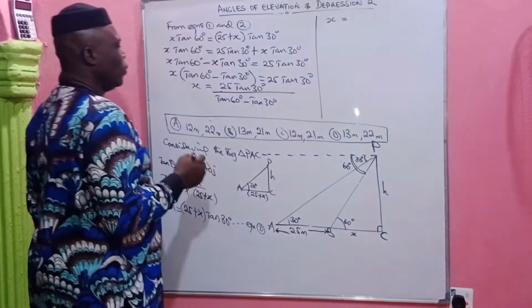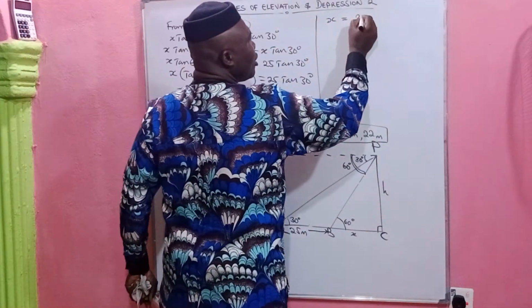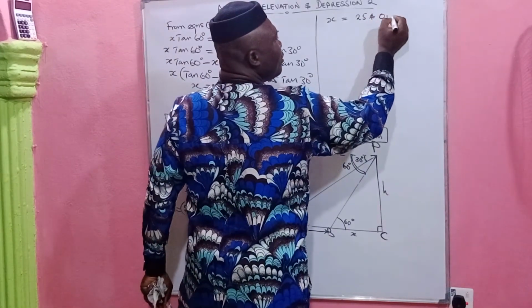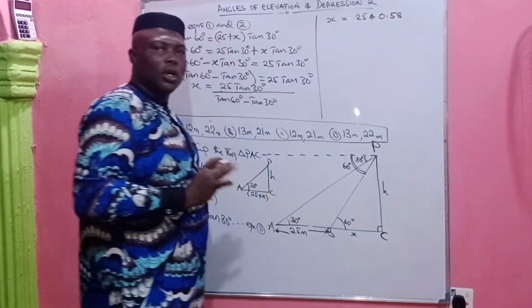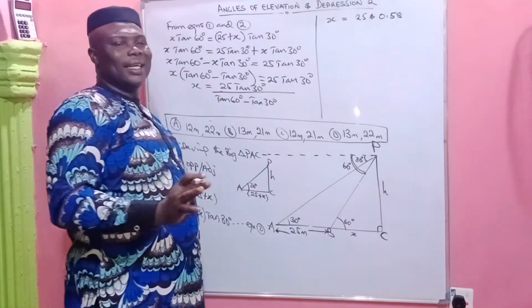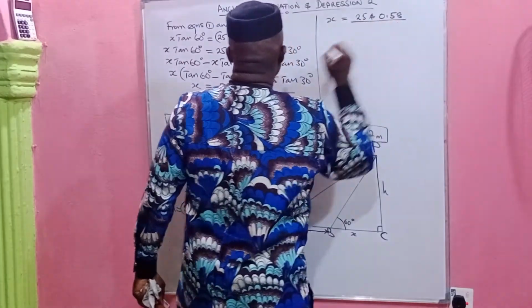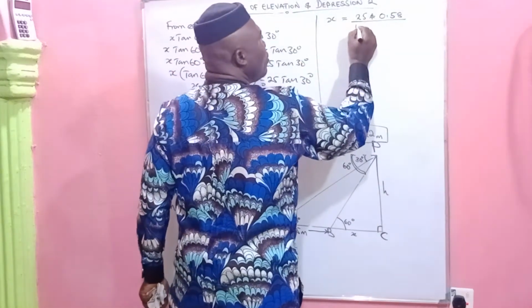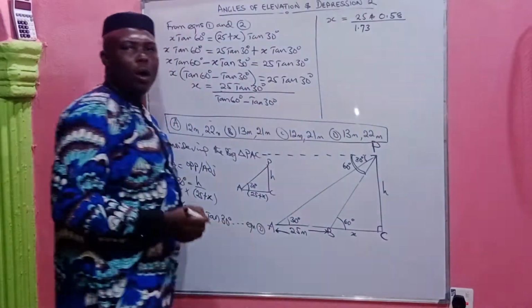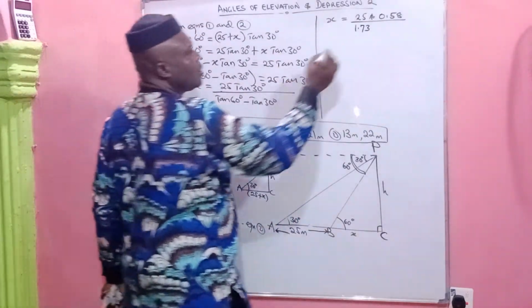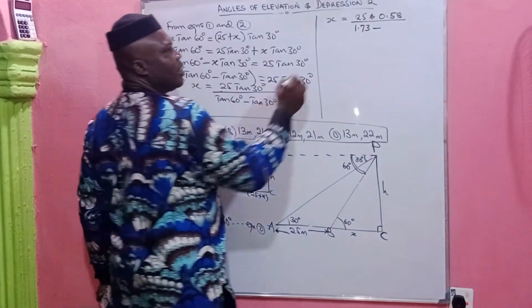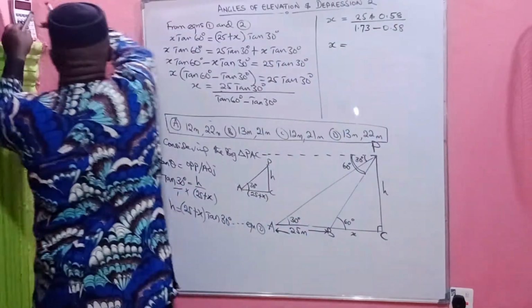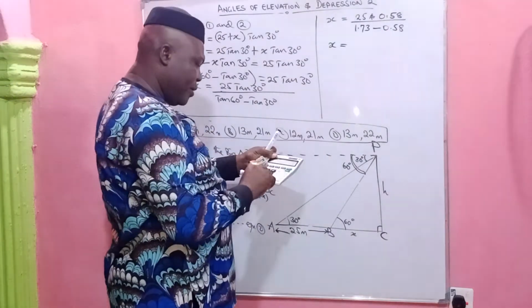Finding the value of x, we have x equal to 25 times, they've given us tan 30 degrees to be 0.58. 0.58 was given as tan 30 degrees. All over, what do we have here? Tan 60 was given in the question as 1.73, minus the tan of 30 degrees, which is 0.58.